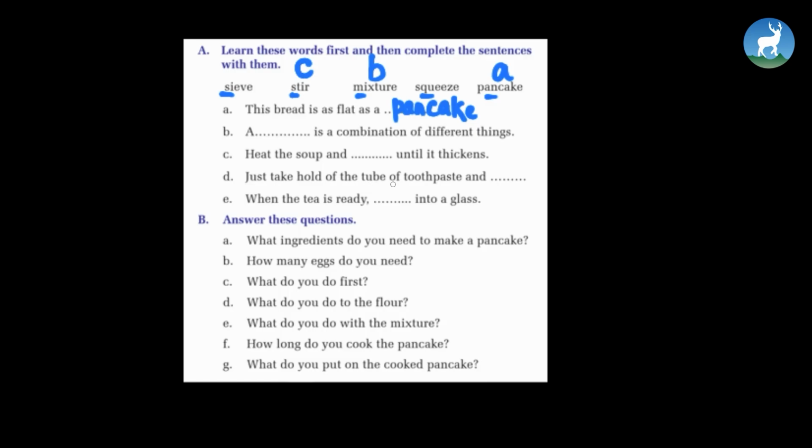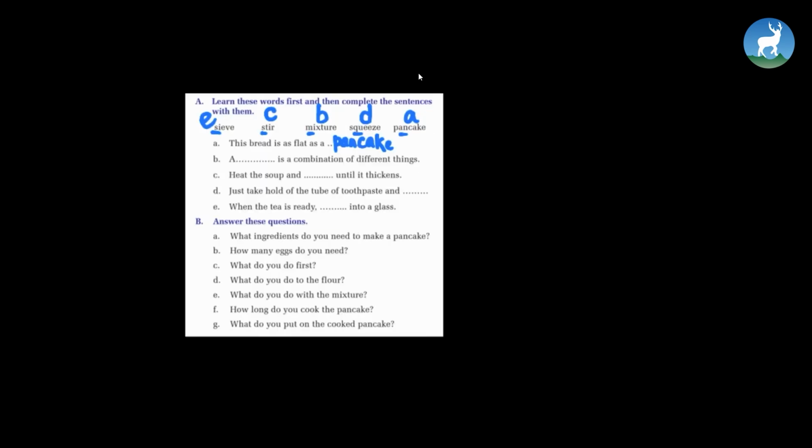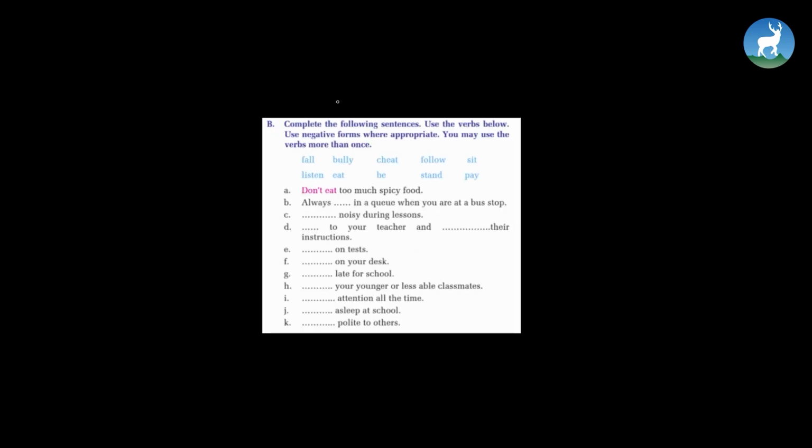Just take hold of the tube of toothpaste and squeeze. We squeeze it so that the toothpaste inside the tube comes out. When the tea is ready, sieve into a glass. Number E. Next, we have some question answers related to the steps that we learned on how to make pancakes. And students, this is going to be your assignment for this unit. Let's try doing a grammar exercise.